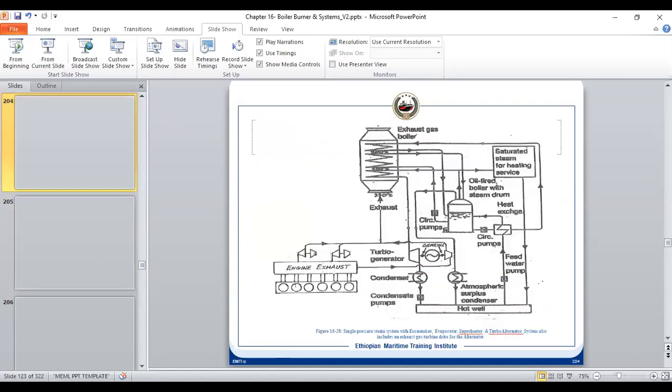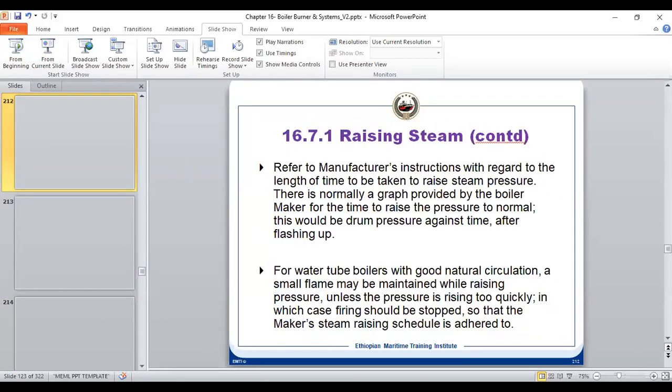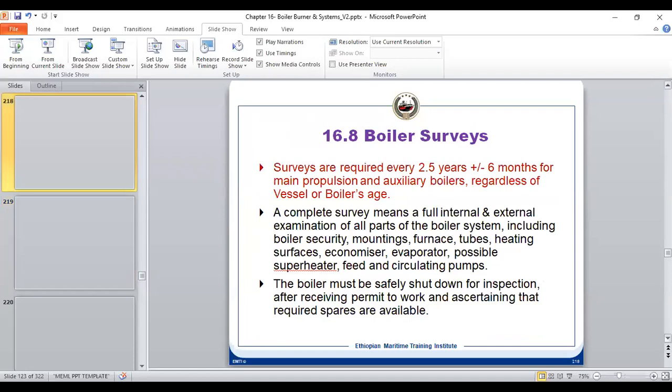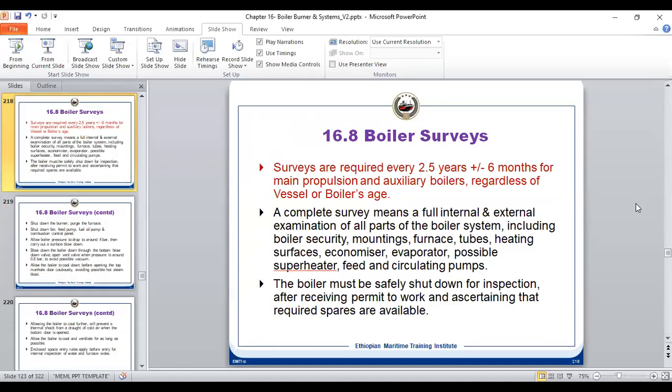Let me find that slide. Yes. I had shown you this slide and I had asked you to correct it in your book. This is the IACS rule at present. Is that clear? Yes, Chief, I am looking at it.